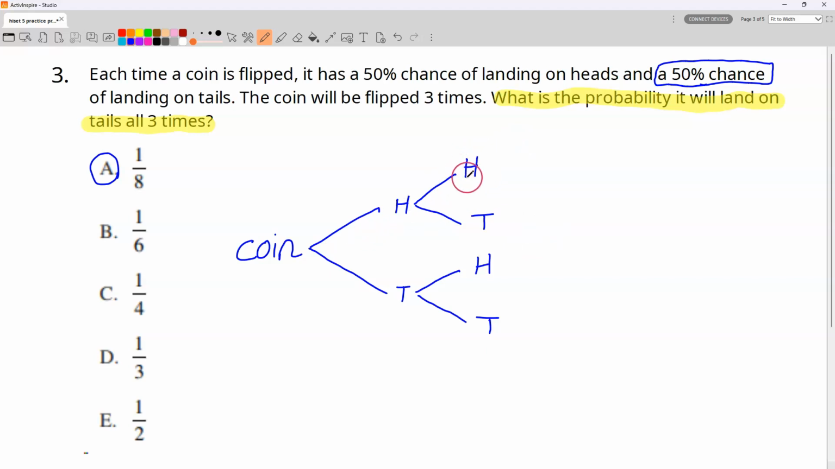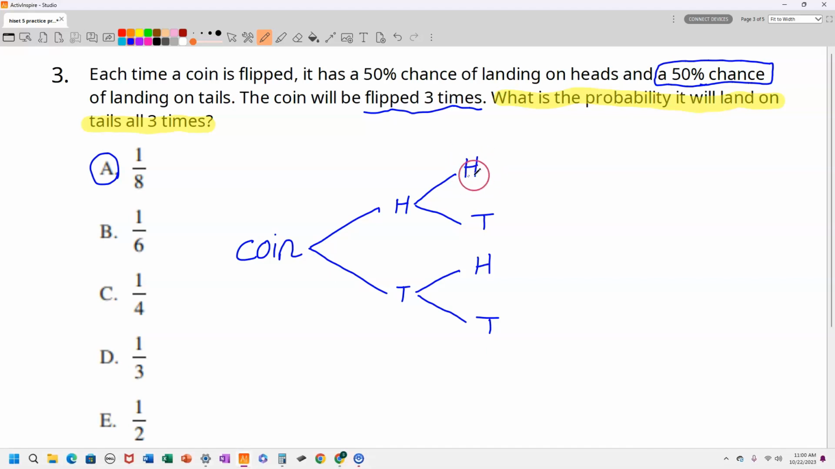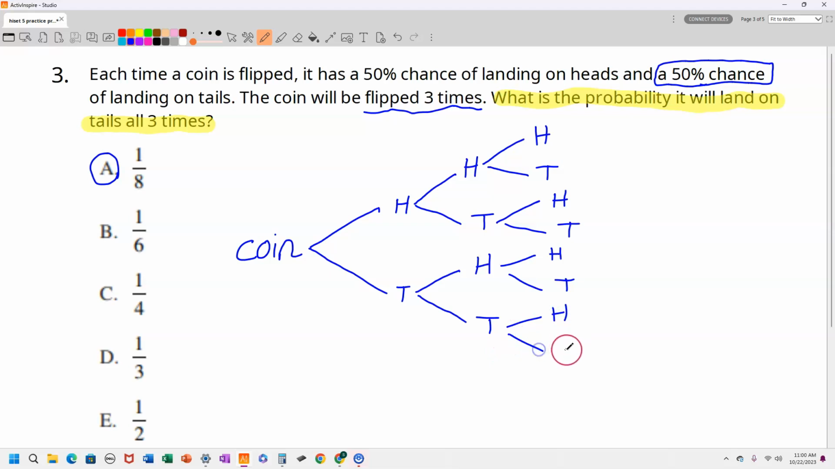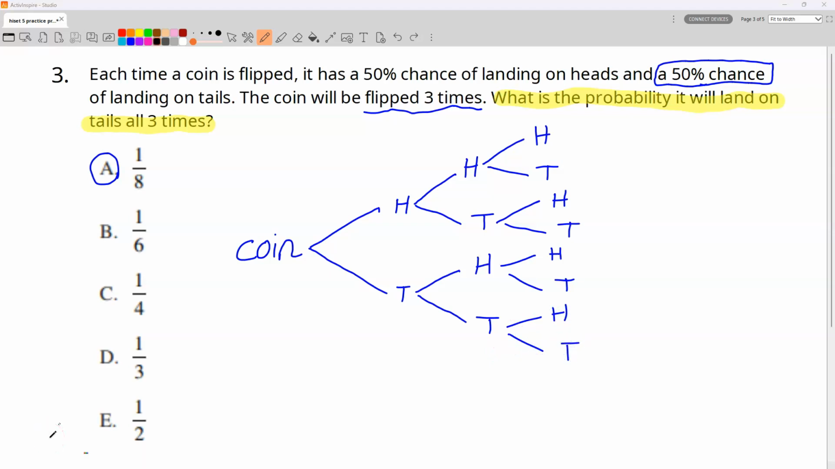Now, let's say it came out to be a heads here on the second flip, and I flip it again, because remember, I'm flipping it 3 times. So, on the second flip, if it lands a heads, then I flip it again. Again, it could be heads or tails. And same thing here. On the second flip, if it's a tails, it could be heads or tails. And I just continue this. Now I'm finished with my probability tree because it said we're flipping the coin 3 times. This was my first flip, second flip, third flip.